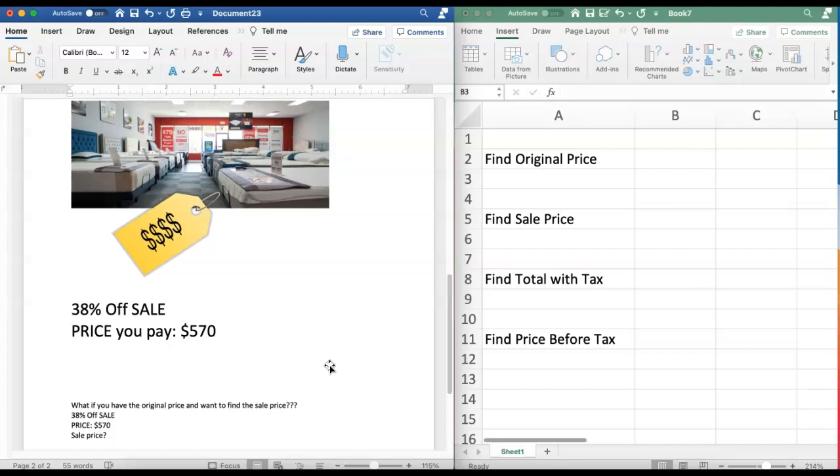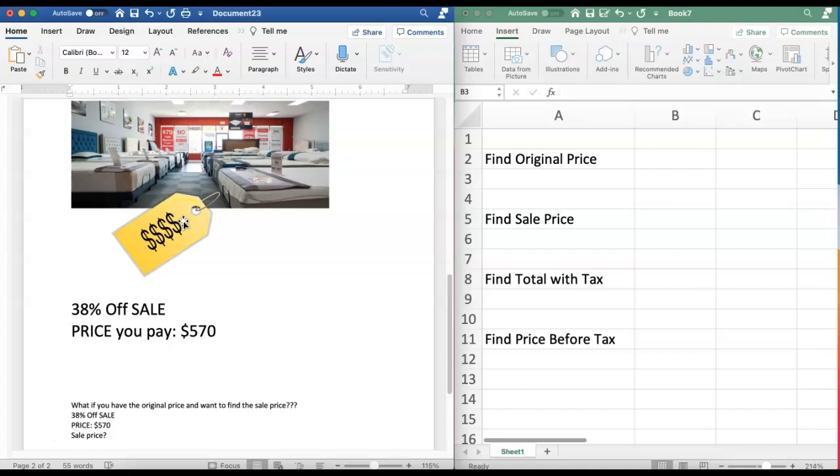So the first thing is, we walk into this mattress store. There's a price here. Unfortunately, it doesn't say the original price, but you see next to it that it's advertising a 30% off sale, and the price that you pay is $570.